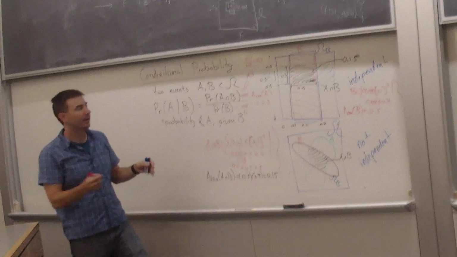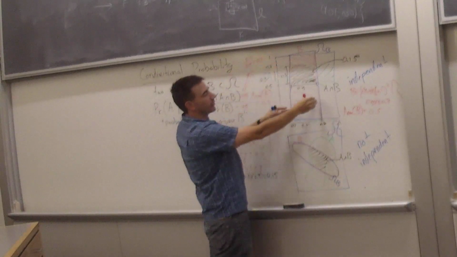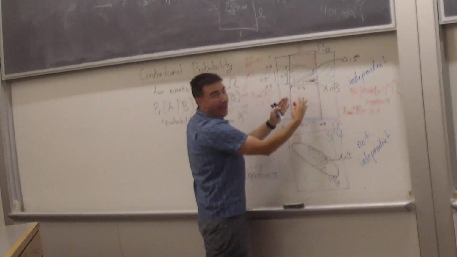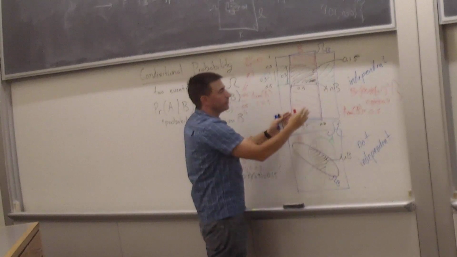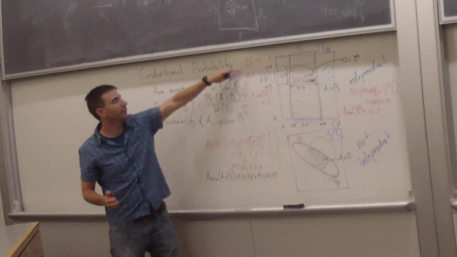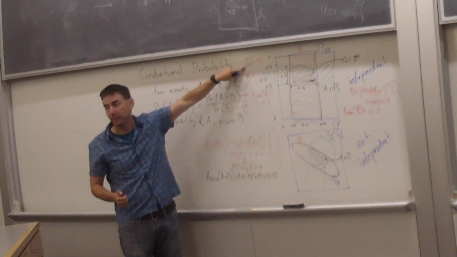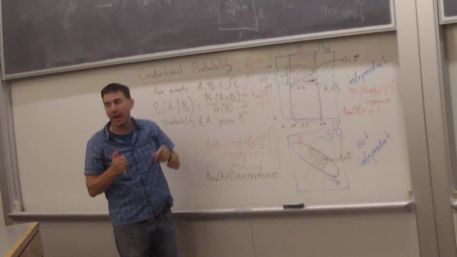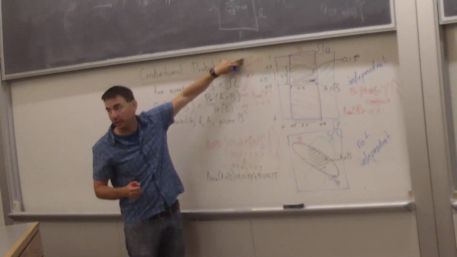The other way to think about it is that I've normalized this, right? I've shrunk the domain by half, so I've divided by 0.5. I've shrunk it by half, so this gets inflated by 2.